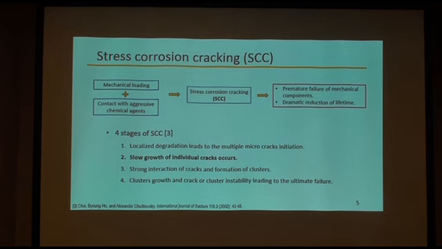There are four stages of the stress corrosion cracking. First, the initiation stage of the multiple micro cracks, and slow growth of the individual cracks, and next there is interaction of the cracks and the formation of clusters, and finally cluster growth goes to the instability, and it leads to the ultimate failure. In my research, we concentrated on the slow crack growth of the individual crack under the aggressive environment.